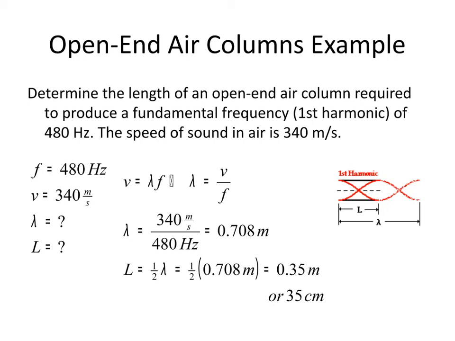Now we can find the length of the air column. Since the length of the air column has to be equal to half a wavelength, we can just substitute that in, and we get 35 centimeters, or 0.35 meters, for the length of the air column that will produce that frequency of sound.